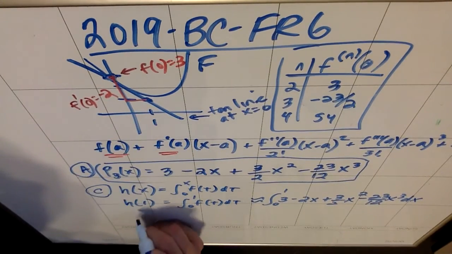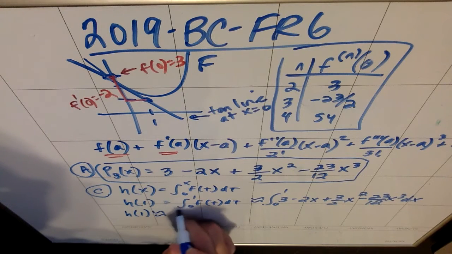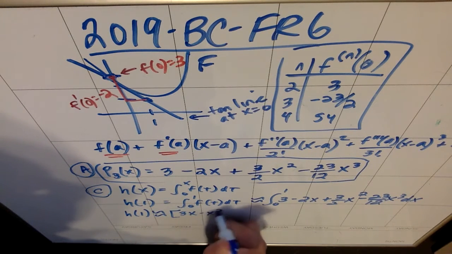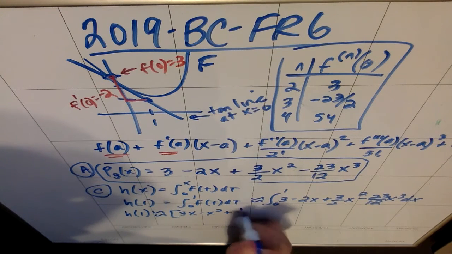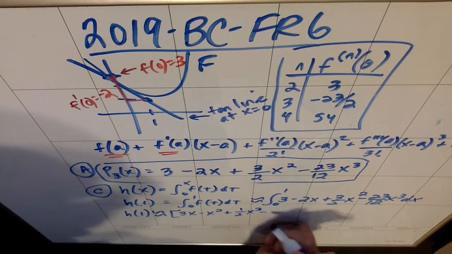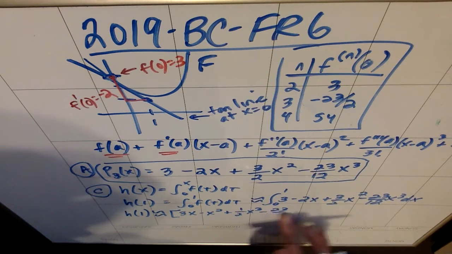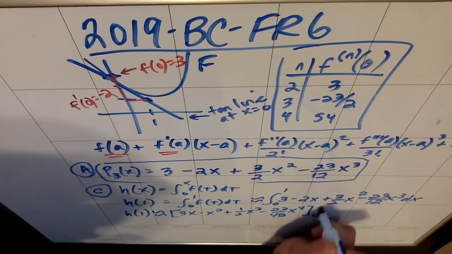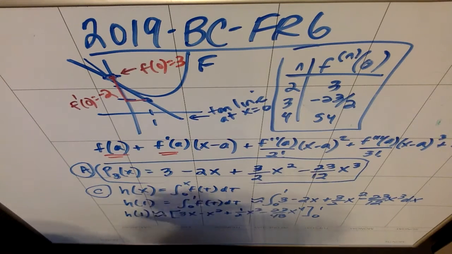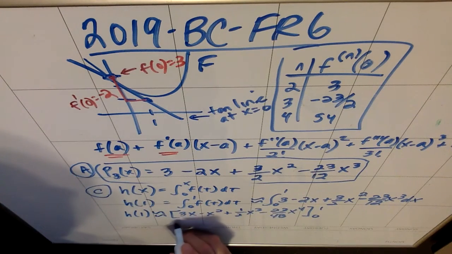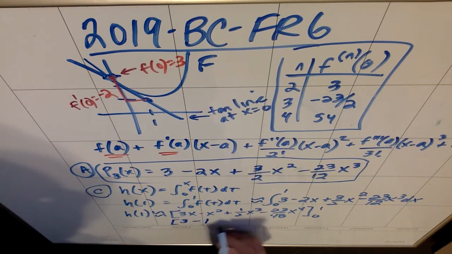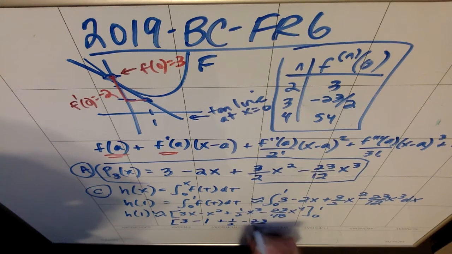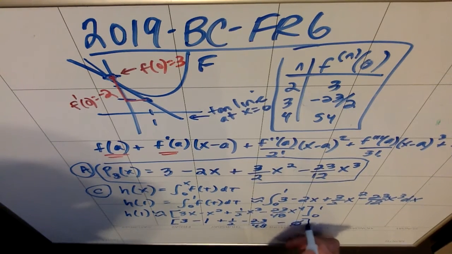So when I integrate this, I'm going to get that h of 1 is approximately 3x minus x squared plus 1/2 x cubed minus 23/48 x to the 4th, evaluated from 0 to 1. So when I plug this in, I'm going to get 3 minus 1 plus 1/2 minus 23/48, minus what thankfully comes out to be a boatload of 0.